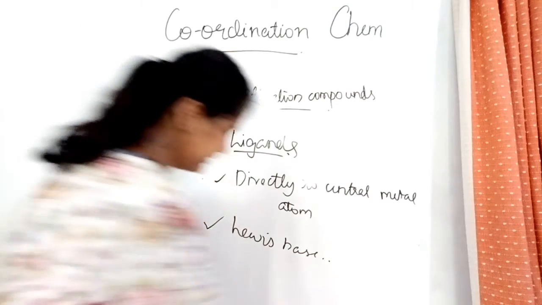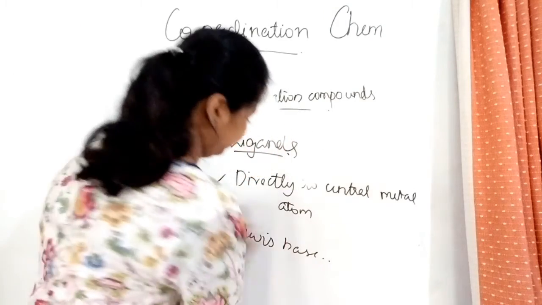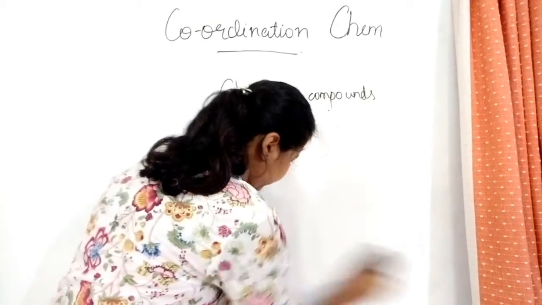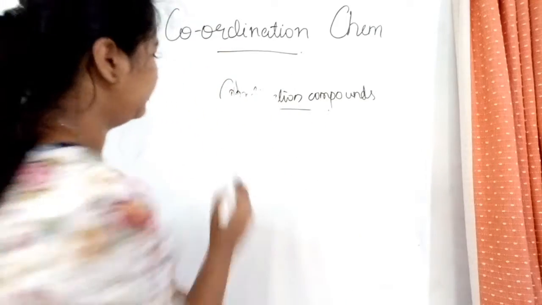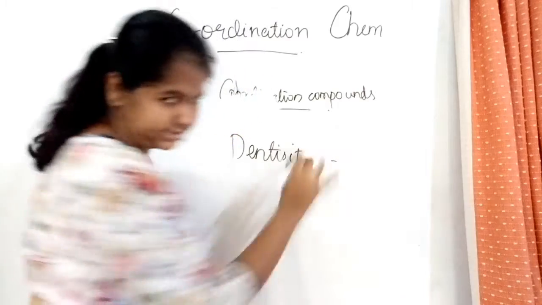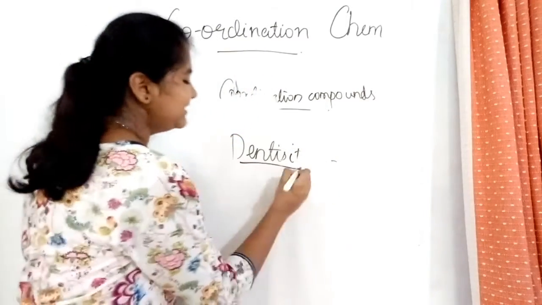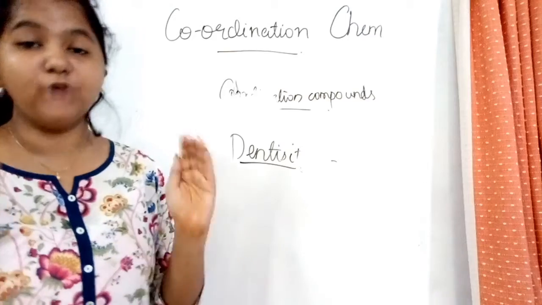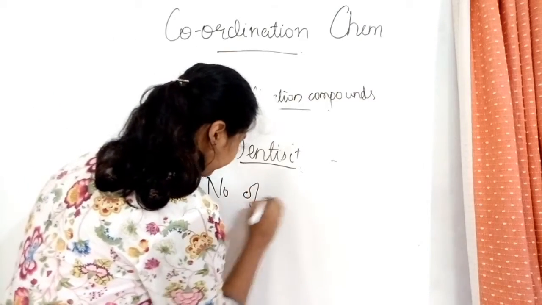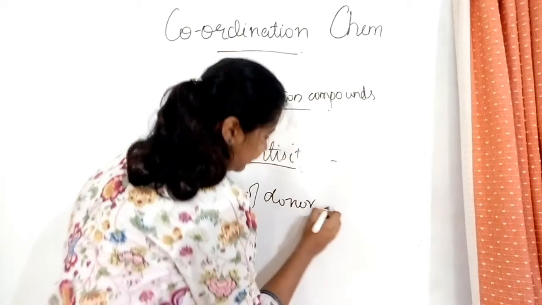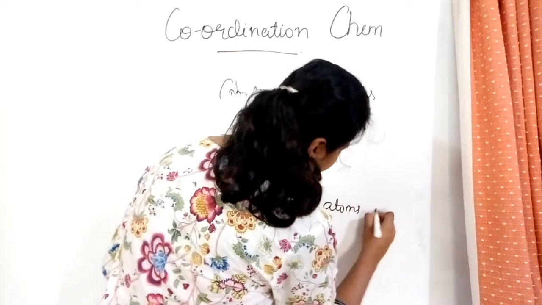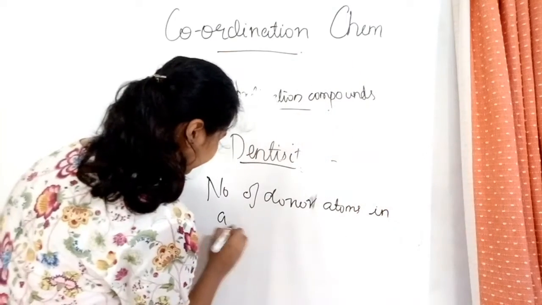So let's see what that is. Denticity. Not dentistry, it is denticity. So the denticity of a ligand is the number of donor atoms in a ligand.